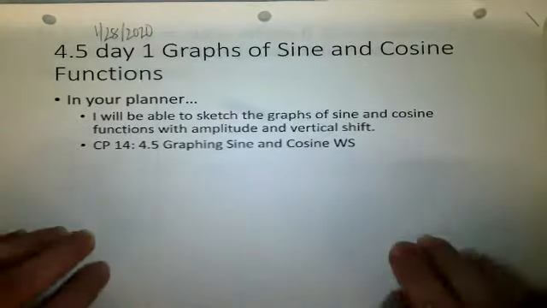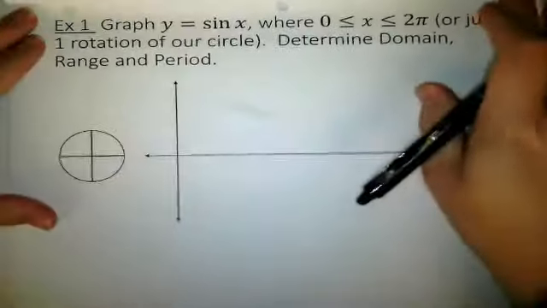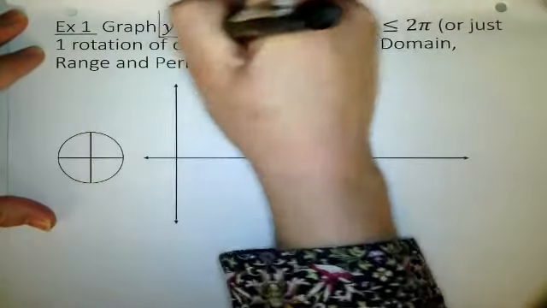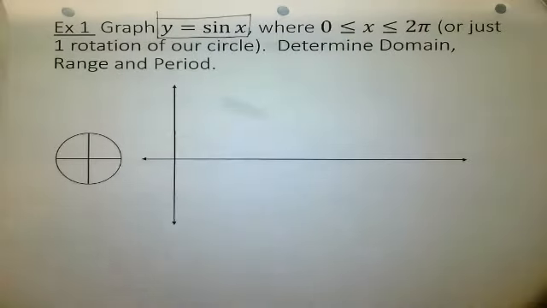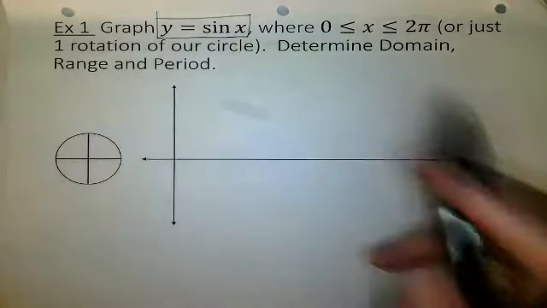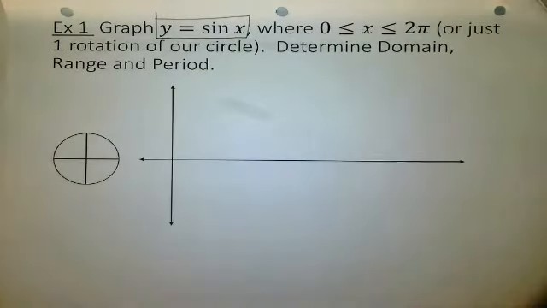So we are starting with what we know of the unit circle. So example 1, we're going to graph our basic function y equals the sine of x. We're going to graph this for x values between 0 and 2 pi. So x is our angle measure, our angle of rotation, which would just represent one rotation of our unit circle. We'll talk about the domain and range and the period of our sine.